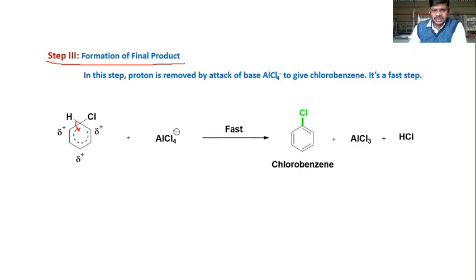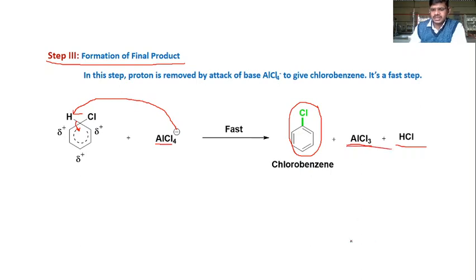What happens? This base abstracts this proton, and the bond between carbon and hydrogen breaks and moves into the cyclic system, and this is the first step. Hence this is not the resonance step or the determining step. So here we get chlorobenzene as the product, and the ring gets aromatized along with the byproducts AlCl3 and HCl. One of the Cl from this goes with this hydrogen to form HCl, and the remaining species is AlCl3 like this.